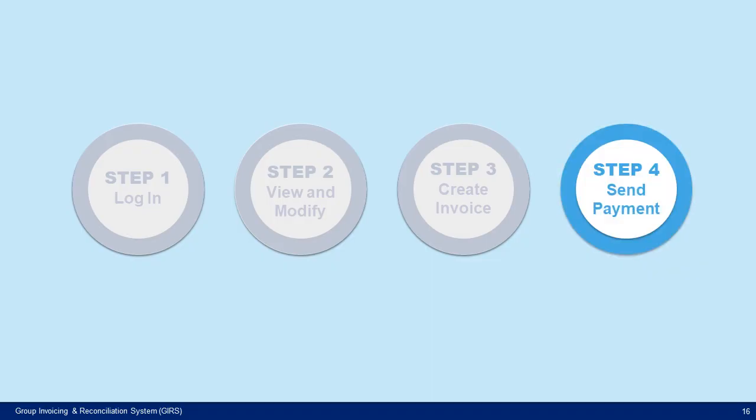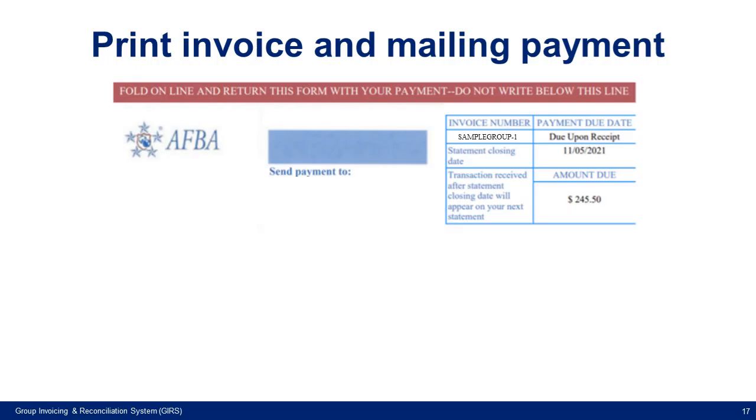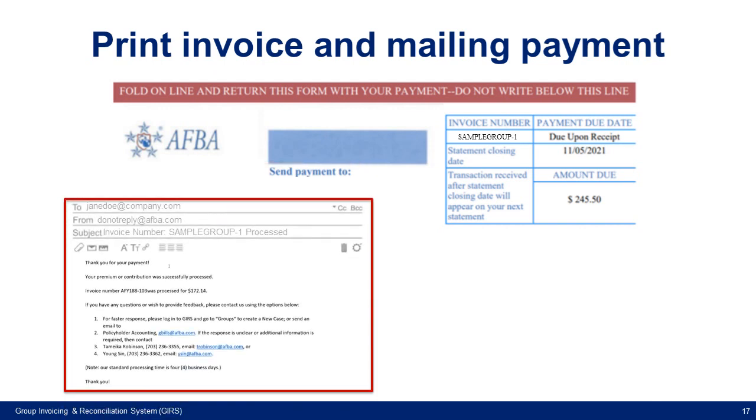Step 4. How to send a payment. This is an example of an invoice. Only send the last page of your invoice when the premiums or contributions are submitted. Attach a check that matches the amount in the Amount Due box. Mail the premiums or contributions to the address provided under the Send Payment To section. Upon receipt, an automated email confirmation of the invoice number and amount processed will be sent.